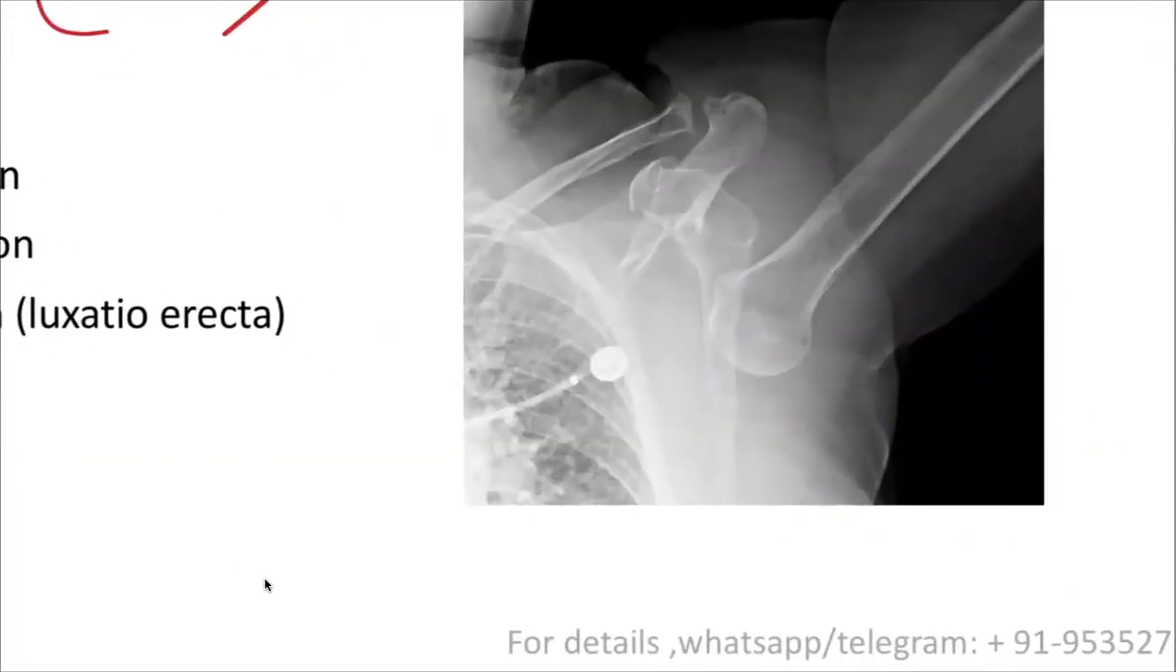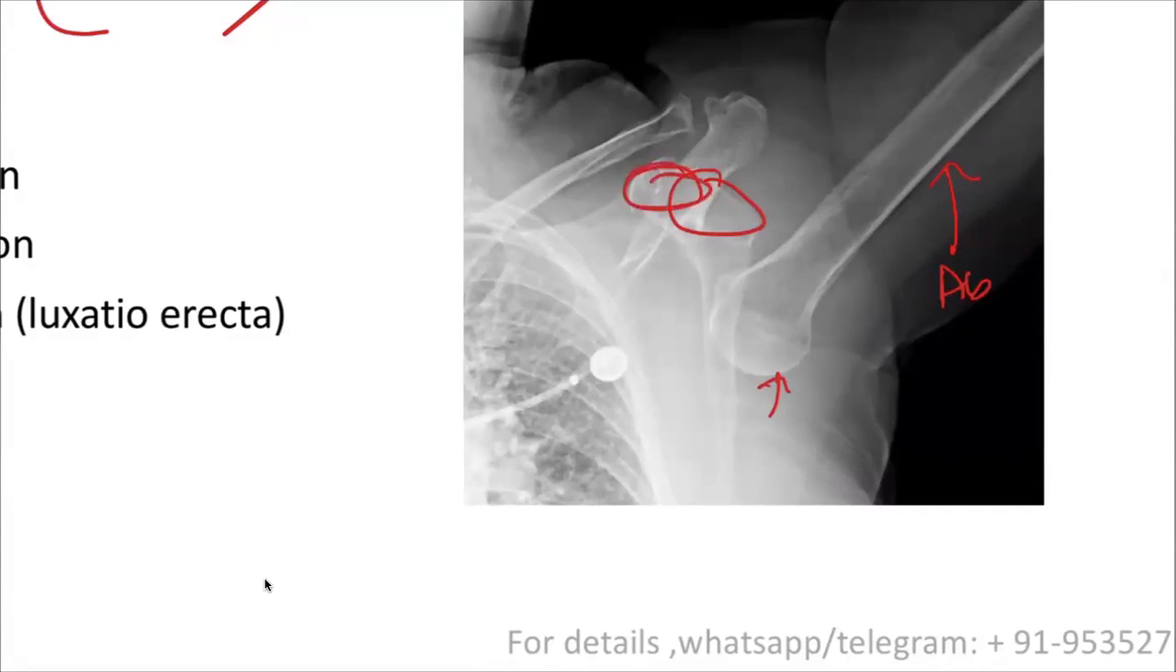What you need to remember here is an extremely abducted upper limb, an extremely abducted humerus. Whenever it is present, suspect an inferior shoulder dislocation. It is a dislocation because this is the glenoid fossa. This is here. It is an inferior dislocation, obviously.